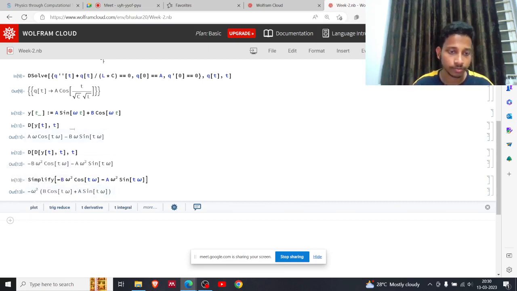So in this way we can understand that this particular equation actually satisfies the simple harmonic motion.